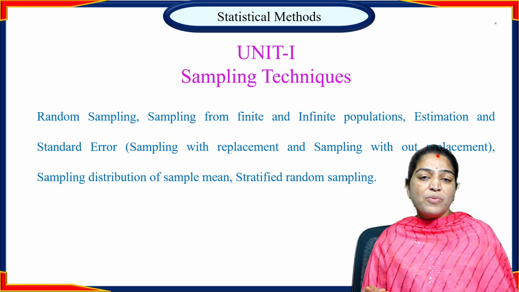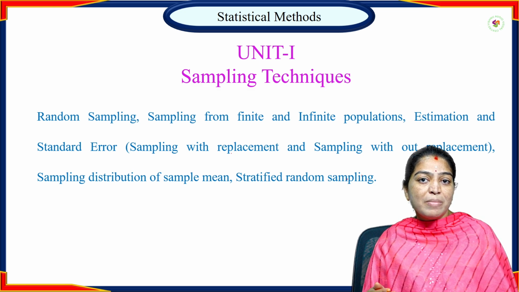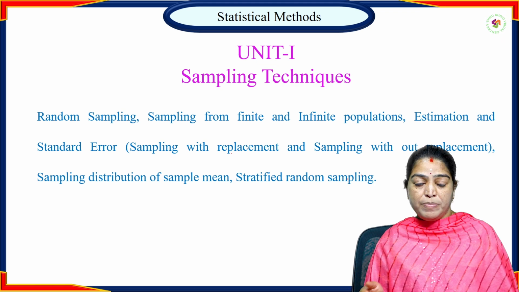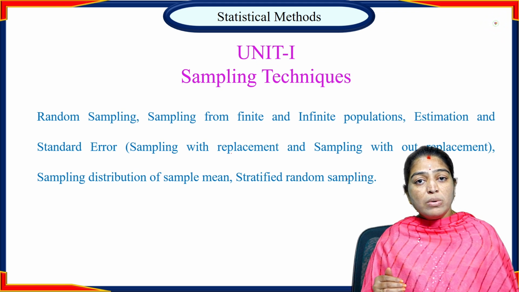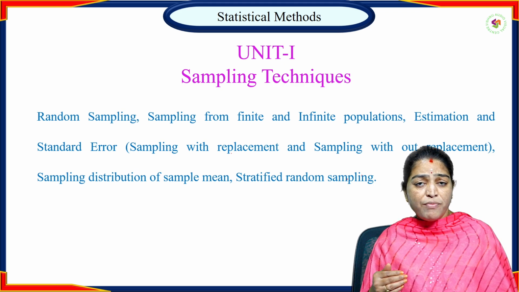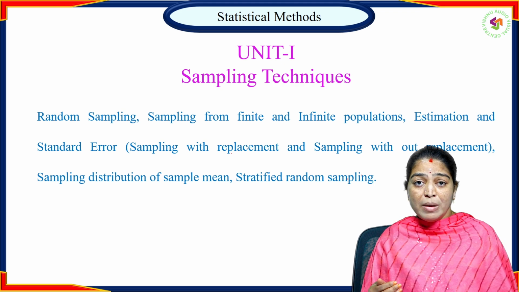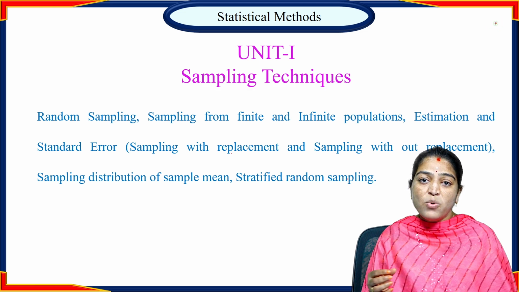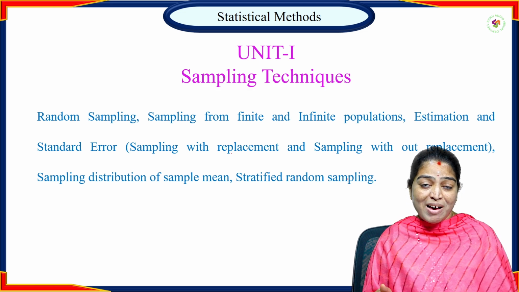So examples of these methods are the lottery system and random tables. Random tables are available in statistical format. Based on that, we may get random samples. After selecting, why do we choose that random sample? Because in that random sample, each and every unit has an equal chance of probability, which means there is no partiality.